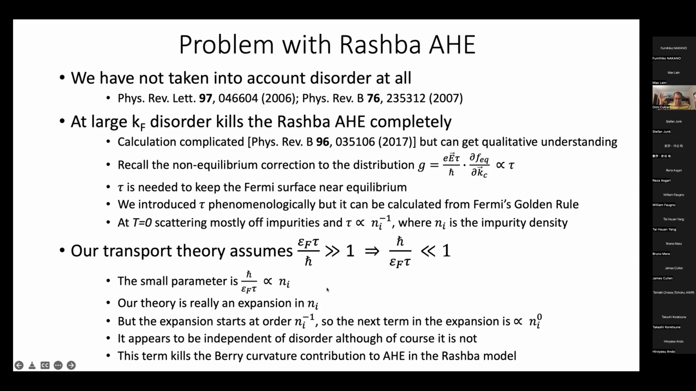However, the first term that appears in our theory, with or without the Berry curvature, comes from the correction to the distribution function, and it's linear in tau, where tau is the scattering time. And tau goes as, if we think of some collection of impurities, there's some impurity density, N impurity or N_i.